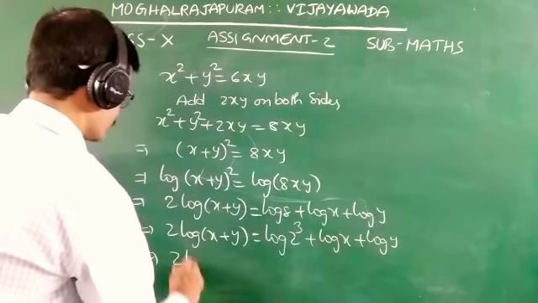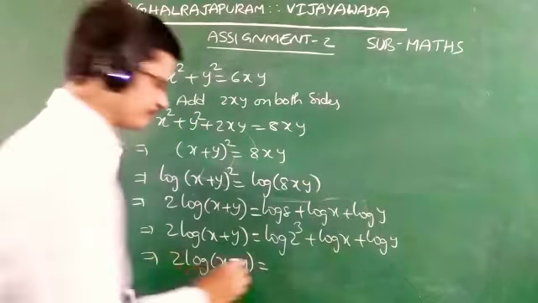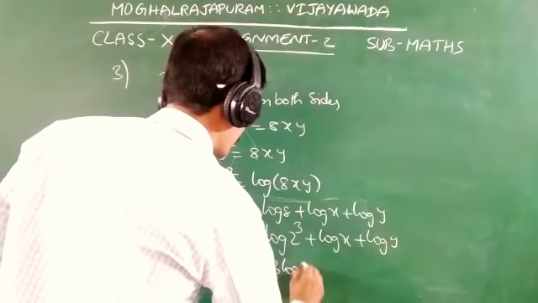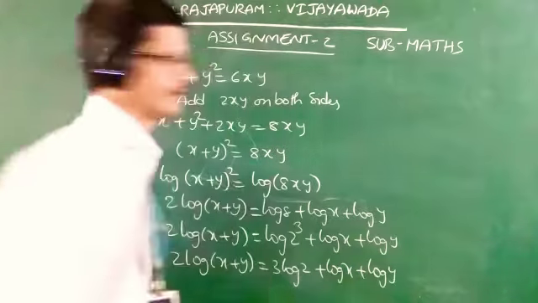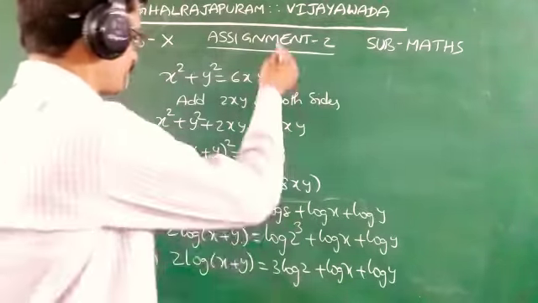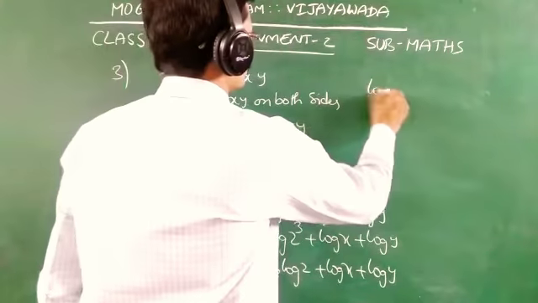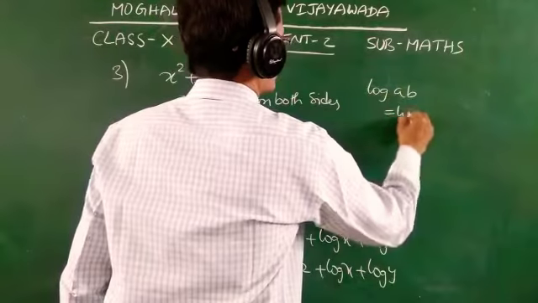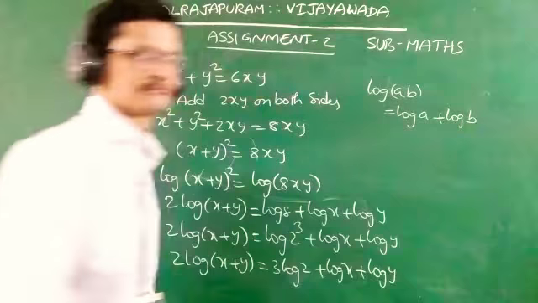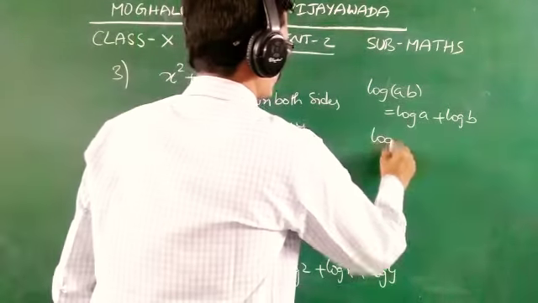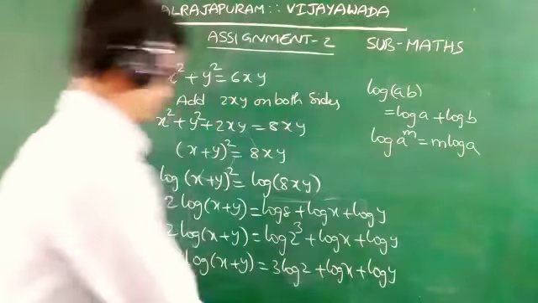Now, this is 2 log (x plus y), that is equal to, what is log a power m? m log a. So 3 log 2 plus log x plus log y. Hence proved. See, what are the formulas we used here? Logarithm formulas. Log AB is equal to log A plus log B. Next, log A power m is equal to m log A.